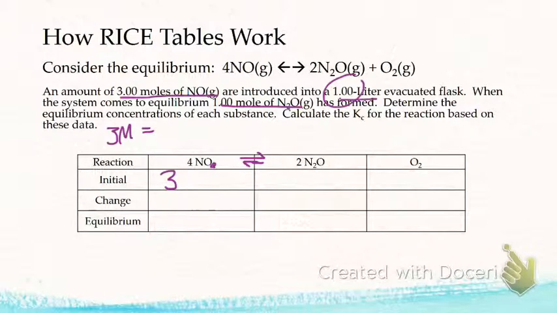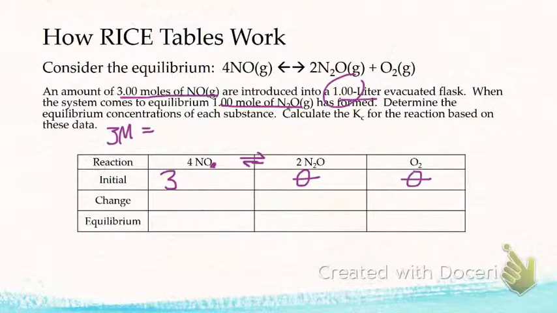Okay? So initially, it says that it is introduced, and the only thing that's in there at the beginning is the NO. So this is going to be 0, and this is going to be 0 initially, because we haven't started forming that product yet. Okay? That is not always the case. As a matter of fact, our next example is going to start out with products and reactants at the same time. That's totally allowed and doable. Okay, but in this one, it says it is introduced. That means there was nothing else in there, so it's 0.